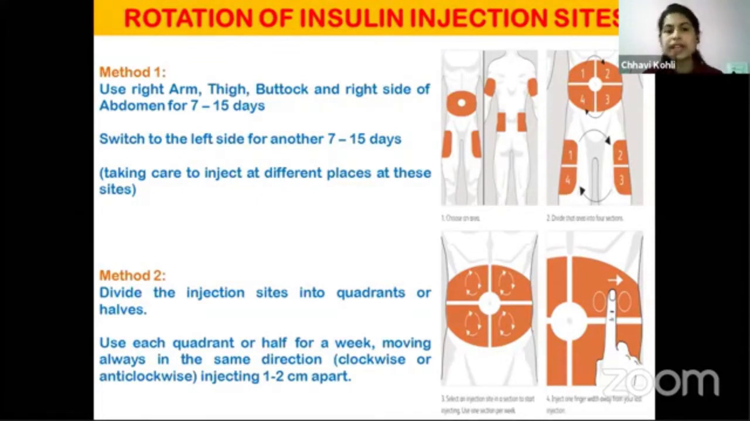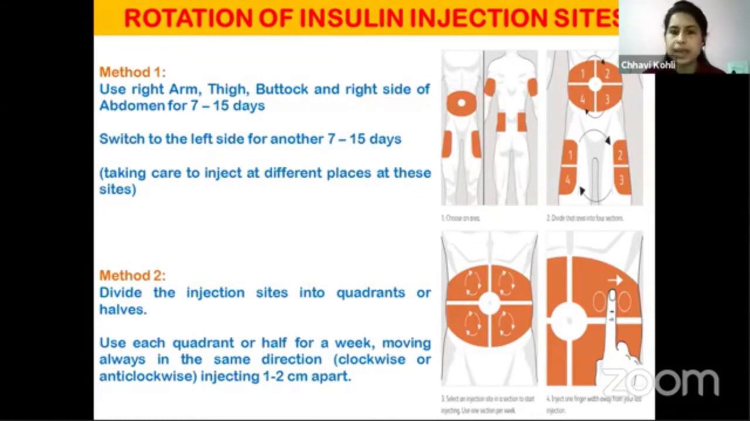But while rotating in this manner, it should be noted that each area should be used properly, or the wider area should be used for injecting insulin. In the second method, each area of insulin injection can be divided into quadrants or halves, and each half or quadrant can be used for 7 days. While using that quadrant, the movement should be either in a clockwise or an anti-clockwise direction. And between each shot of insulin, at least a 1 to 2 centimeter gap should be kept.